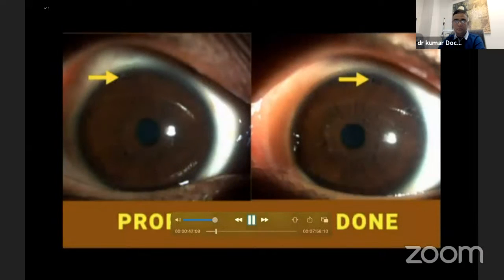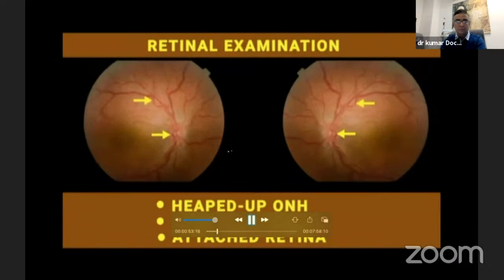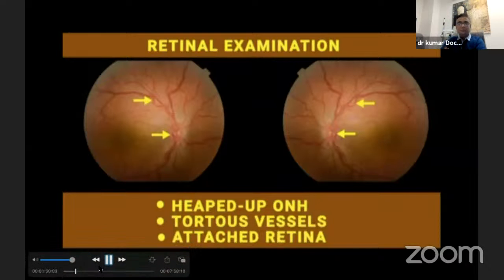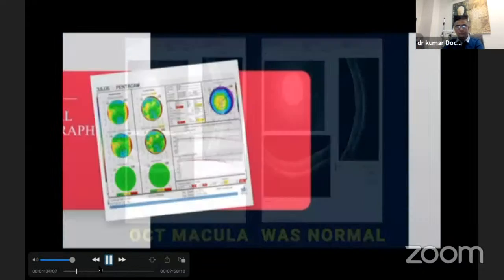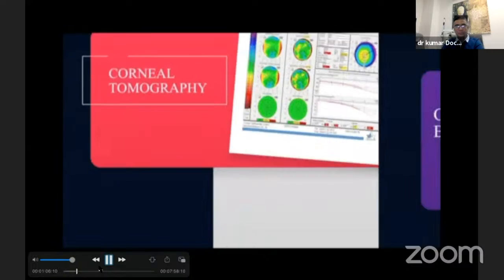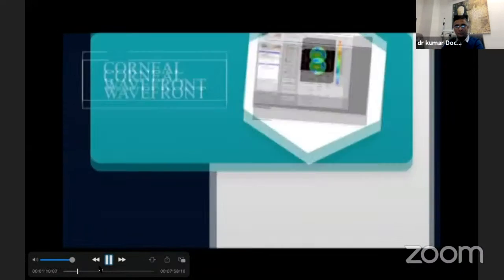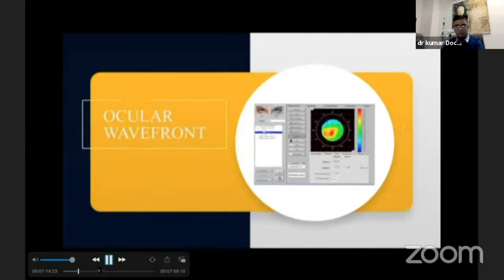She underwent a prophylactic YAG PI in both eyes. Dilated fundus examination revealed heaped up optic nerve head and retinal vessel tortuosity with an attached retina in both eyes. OCT macula was normal in both eyes. Detailed imaging was performed: tomography, optical biometry, and a corneal wavefront and an ocular wavefront analysis was done. What the test revealed was indeed unique and surprising.